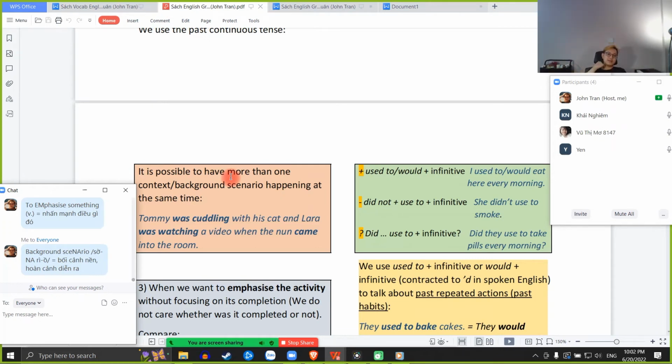Okay, Tommy was cuddling with his cat, and Lara was watching a video when the nun came into the room. Now, it is possible to have more than one context.